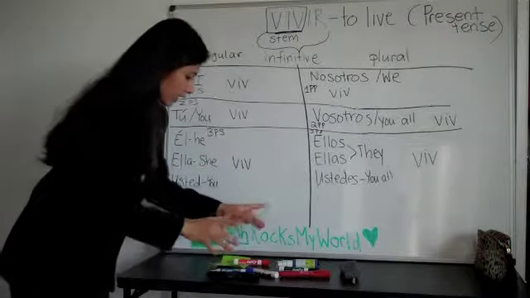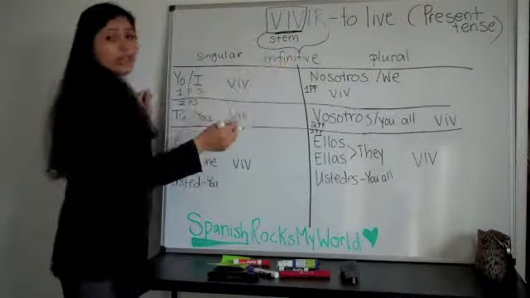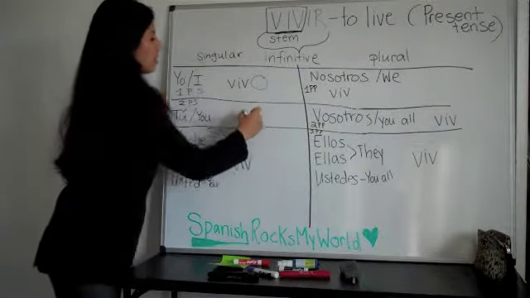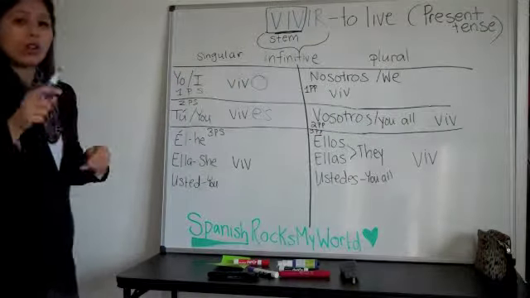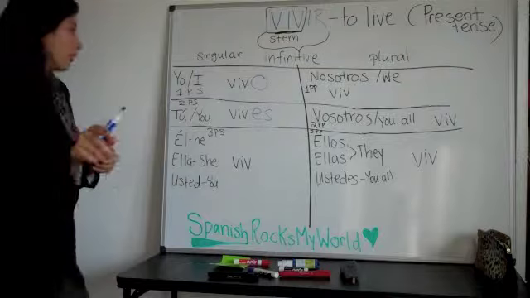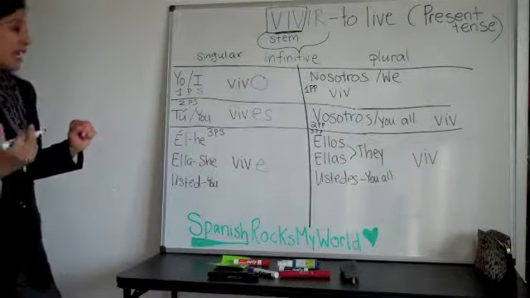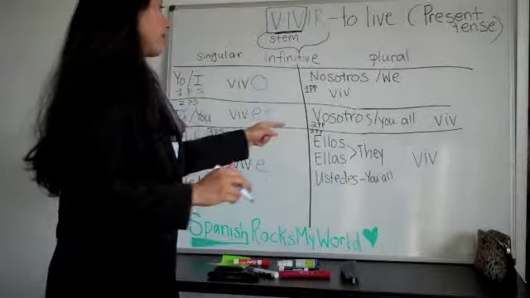Okay. So the endings for IR verbs and ER verbs are very similar, but there's two differences. I'll show you. Yo vivo, I live. Tú vives, you live. Él vive, he lives. Okay, now this is the difference between ER and IR verbs.